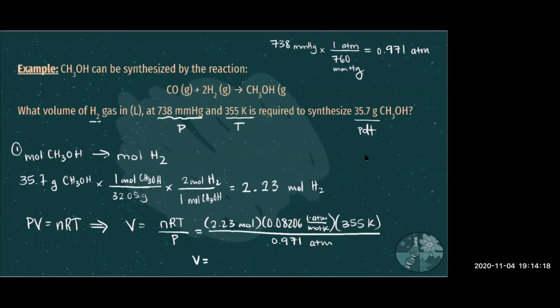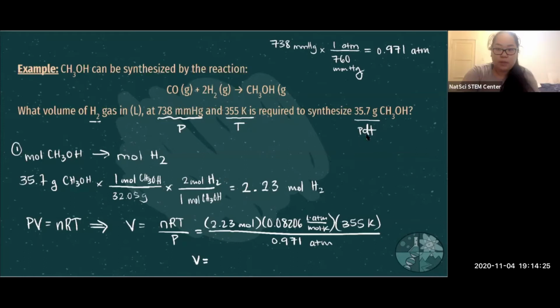Sorry to interrupt. What is written under the 35.7? I put product, because CH3OH is our product, not what we want. This is a reactant.